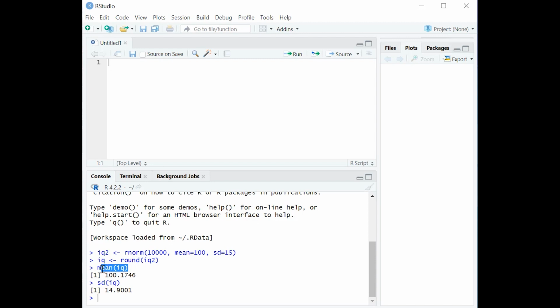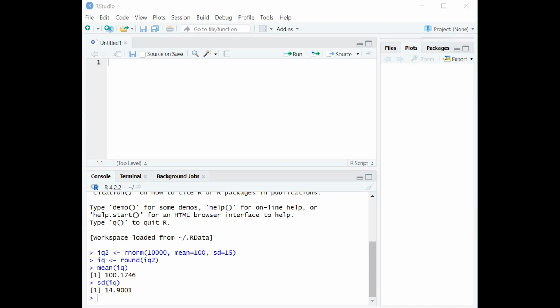And then I've got the mean of IQ. So that was pretty successful. I wanted a mean of 100 and I ended up with 100.17. I'll take that. And standard deviation of 14.9. So using rnorm worked pretty well. It's close enough to reality that I would want to work with that.